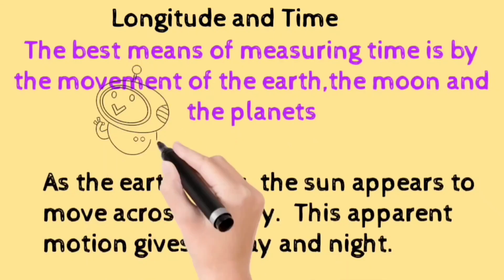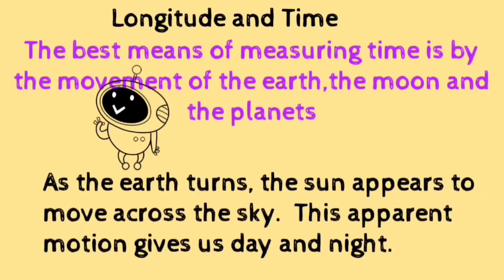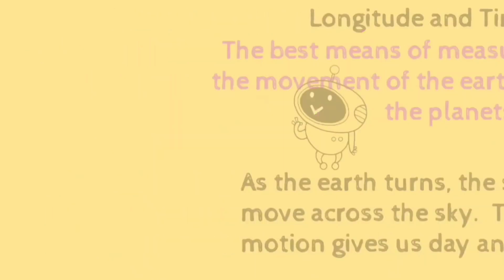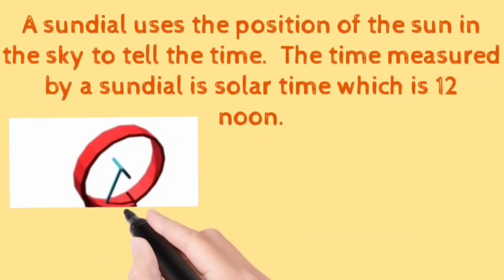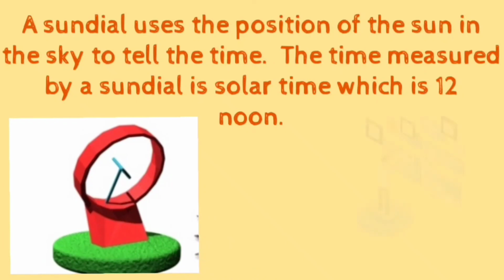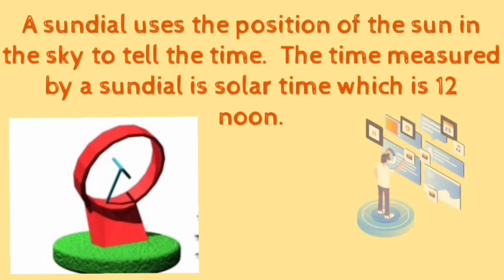Longitude and time. The best means of measuring time is by the movement of the earth, moon and the planets. As the earth turns, the sun appears to move across the sky. A sundial uses the position of the sun in the sky to tell the time. The time measured by a sundial is solar time, which is 12 noon.